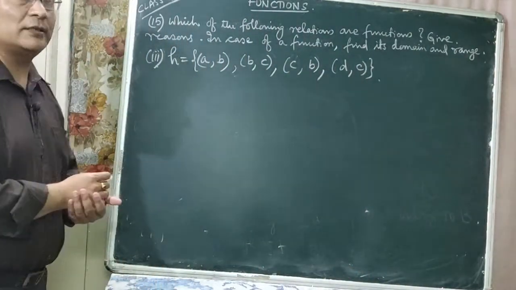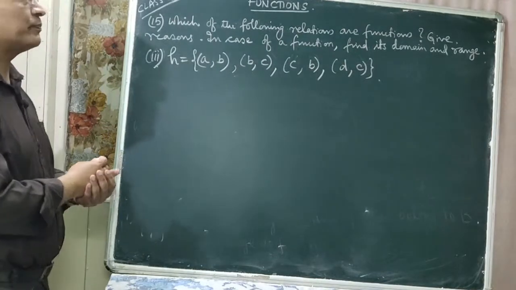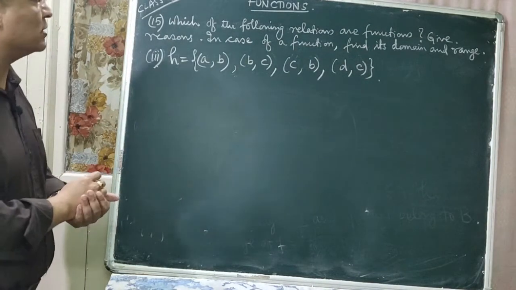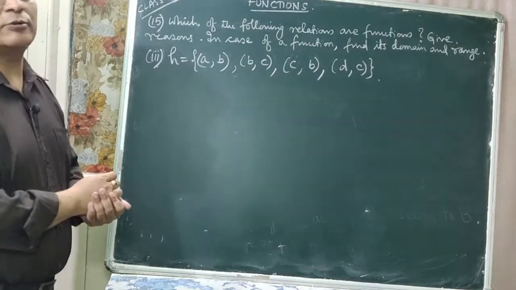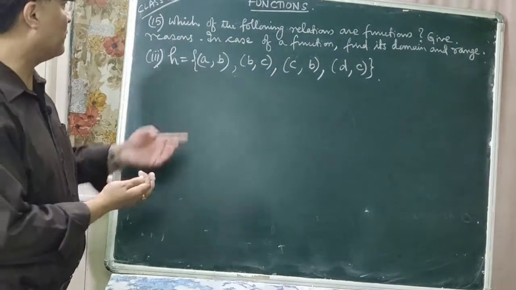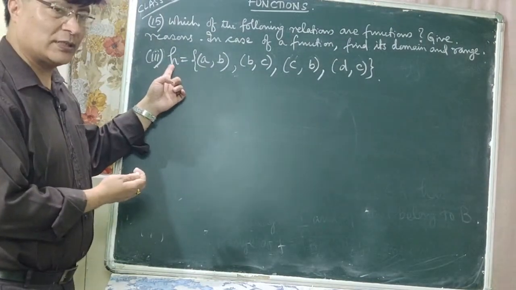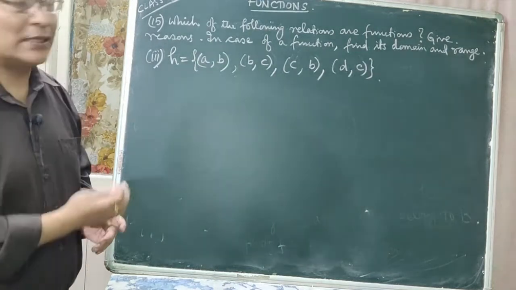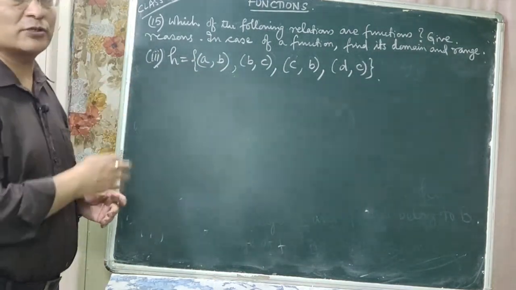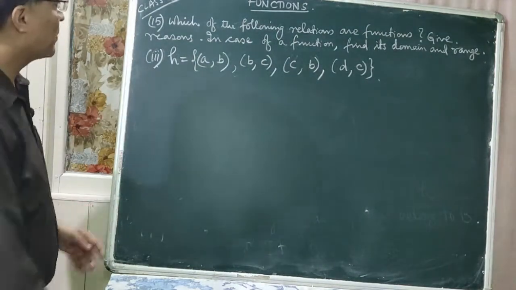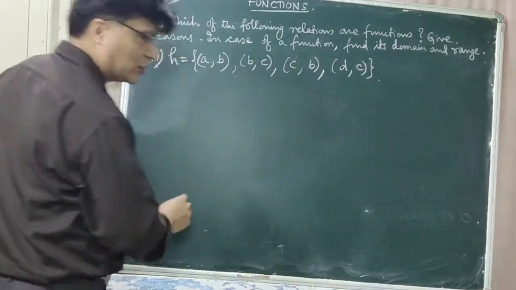So now next we will do question number 15, number 3. Which of the following relations are functions? You have to give reasons, and in case of function you have to write down domain and range of the function. So now here the function is given as h. Is h a function or not? You have to check it. You have to give the reason if it is a function, and again you have to give the reasons if it is not a function. Okay, so let us check whether it is a function or not.